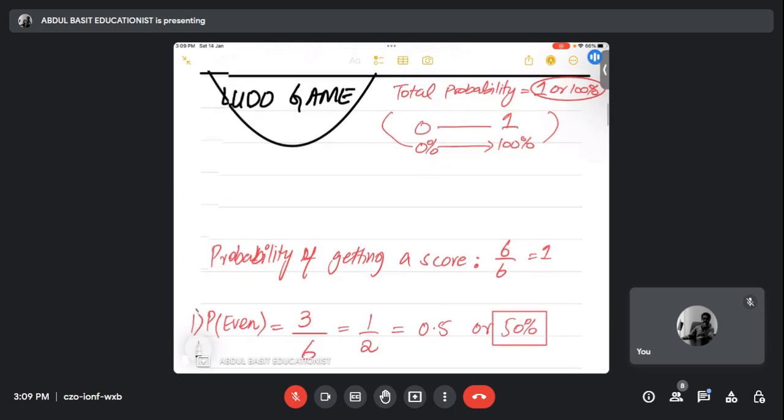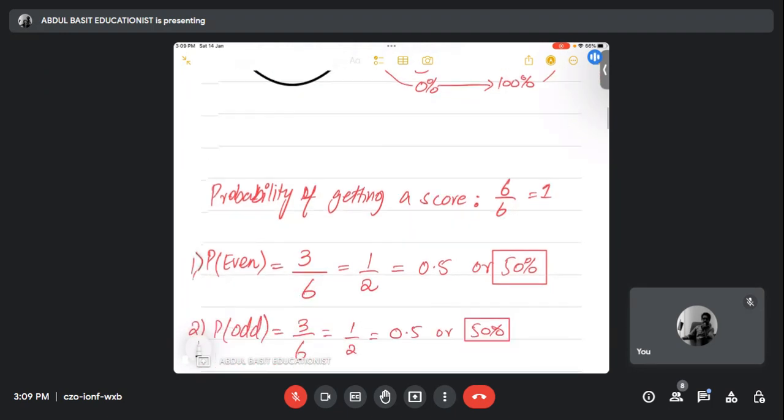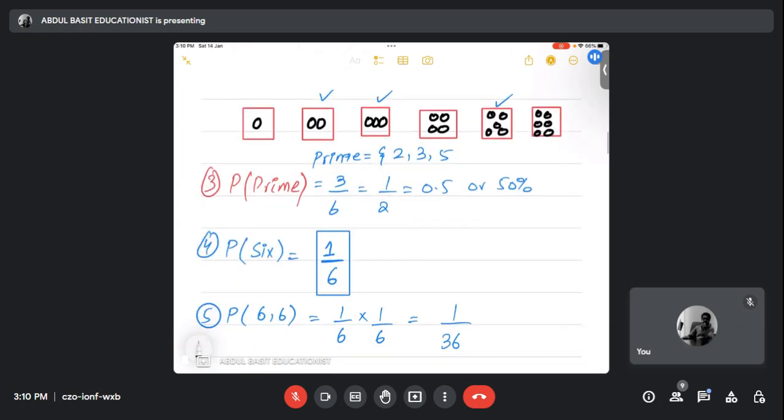Then we studied the Ludo game. In the Ludo game, the probability of getting a score is 6 by 6, because there are 6 faces on the die, and out of 6 you will get one for sure. We can see that these are the 6 faces. Then we studied the probability of primes, the probability of 6, and the probability of two sixes in a row, the concept of without replacement, and everything.